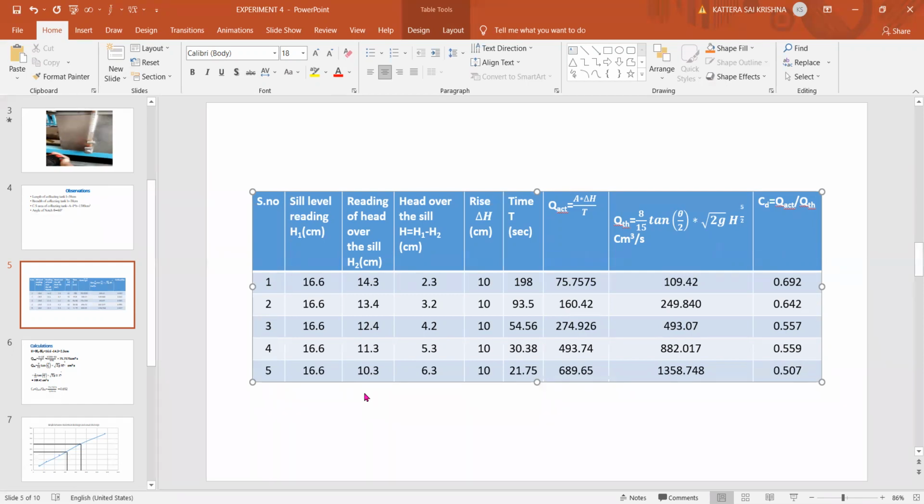So now we got all the readings. For all the readings, we got the coefficient of discharge. So for the triangular notch, if you want the coefficient of discharge, we can take the average of these values. In the result, those who want to copy the readings can copy them fully. I'll wait for some time.